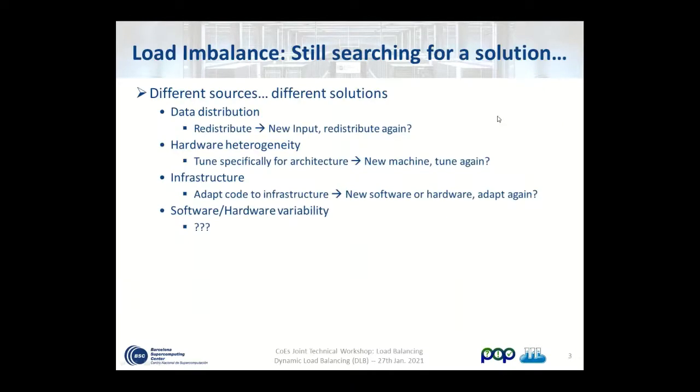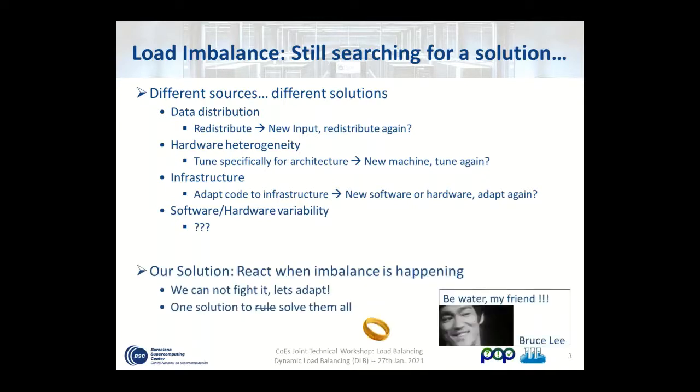So what we say is, load imbalance has been with us for quite a long time, since parallel computing appeared, I guess. And why is it not a solution yet? Because, as you just said, there are very different sources and we need different solutions. And for MPI in specific it is quite difficult because you need to move data around, and moving data around is expensive. So what we try to do is to react when the imbalance is happening, as Ricard said.